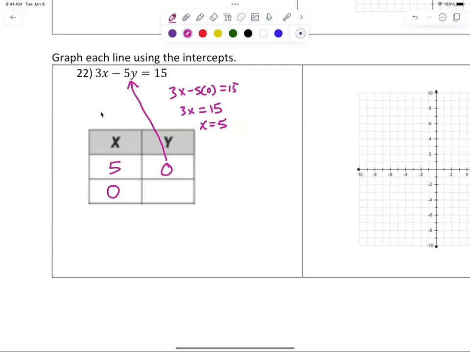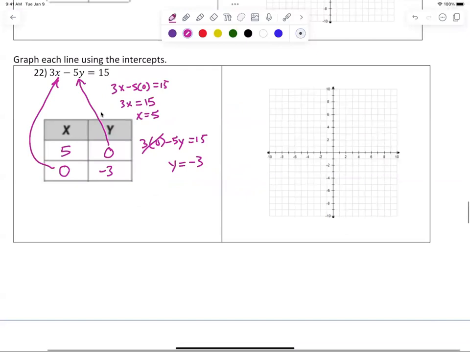Then you let 0 go in for x. So 3 times 0 minus 5y equals 15. So y equals what? -3. Then you plot those points. 5, 0 is way over here. 0, -3 is way down here. Draw that line. And there you have it. Everybody's good with that now, remembering how to graph using intercepts? Anybody have an issue with that?